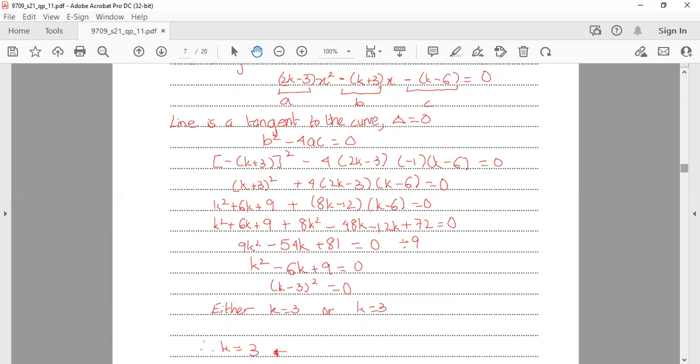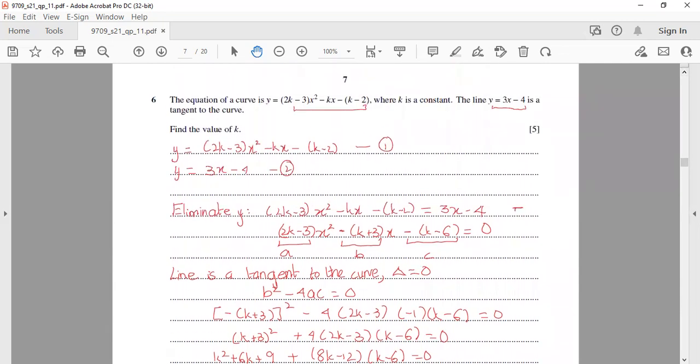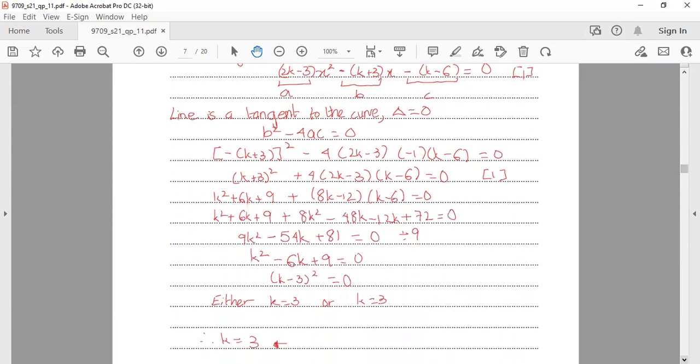Okay. So for this question, how do you score? You get 1 mark for eliminating y, 1 mark for simplifying, 1 mark for correctly stating que b squared minus 4ac is equal to 0 et je remplace correctement. 1 mark for finding the quadratic equation, so either this or this one, 1 mark for this. And finally, 1 mark for the correct answer, which is k is equal to 3.